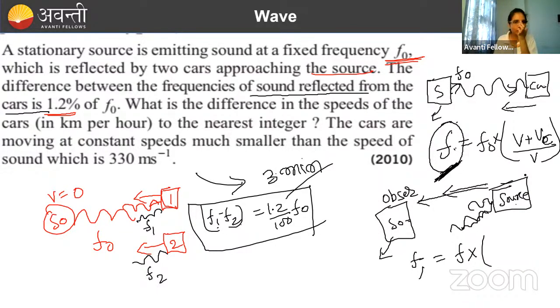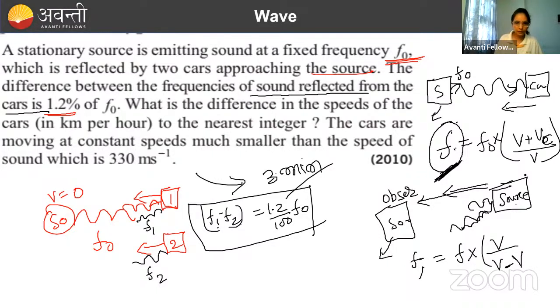This is in rest now. Yes, this is in rest. So the observer is in rest now. So write v on top, and at the bottom, what will you write? Velocity of sound. Here the source is moving towards the observer. It is happening now. So here it will be minus sign, not plus sign, because we take the opposite.